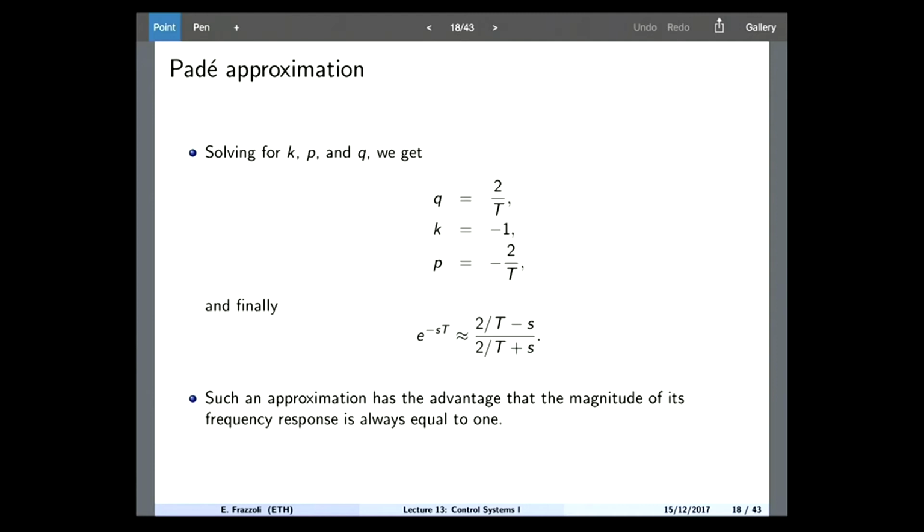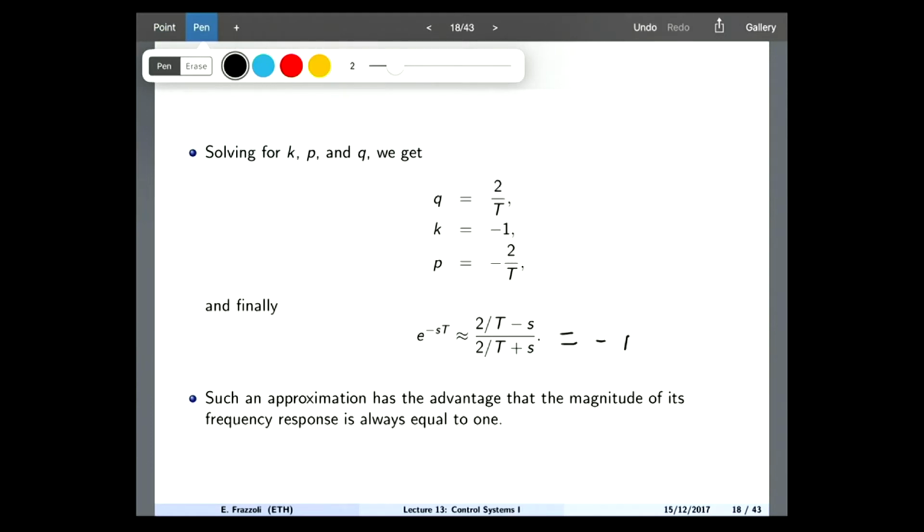Easy. Let's see if this is right. Oh, no, it doesn't write. Come on. Okay, so let's write it by hand. You just put a minus 1, so minus (s minus 2 over T) over (s plus 2 over T). Okay?